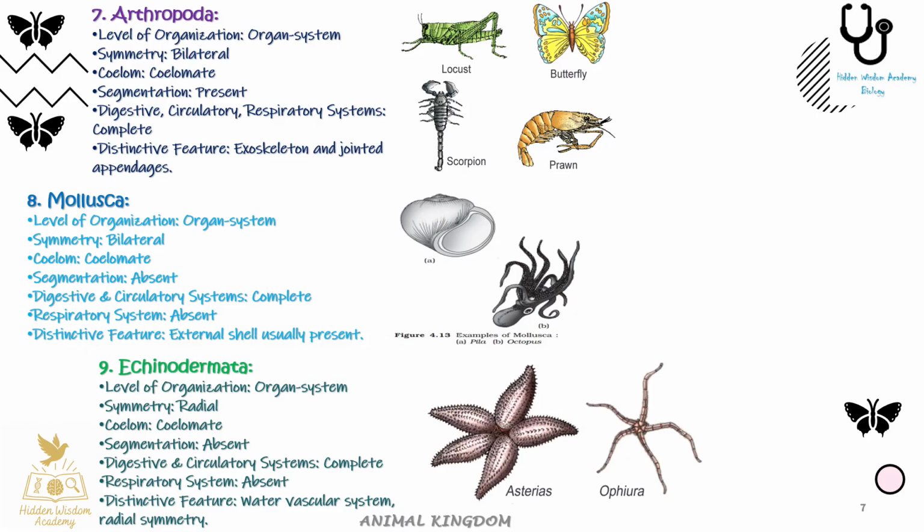Echinodermata, or spiny-skinned animals, have radial symmetry, are coelomate, and unsegmented. They possess complete digestive, circulatory, and respiratory systems. Their unique trait is the presence of a water vascular system and a radial body plan in adults.